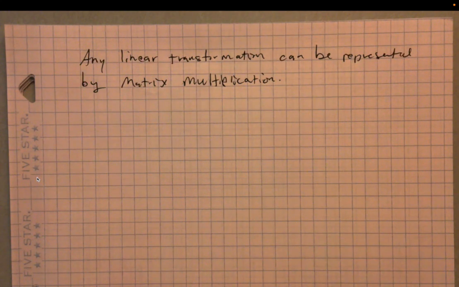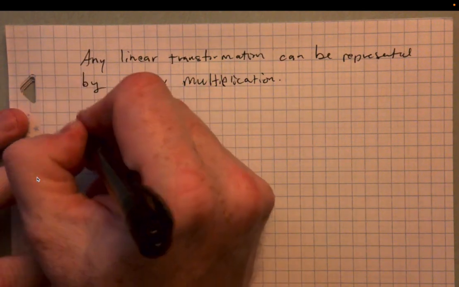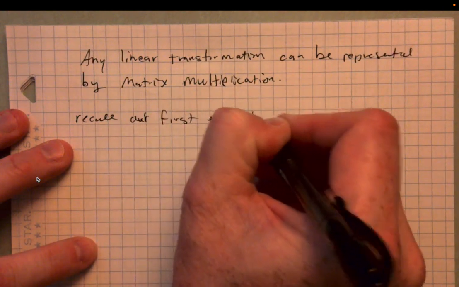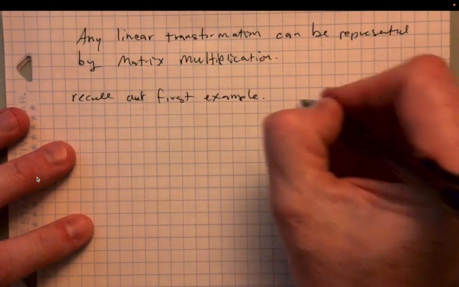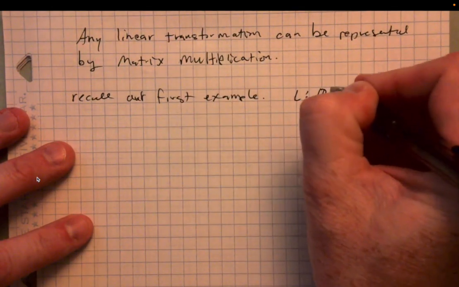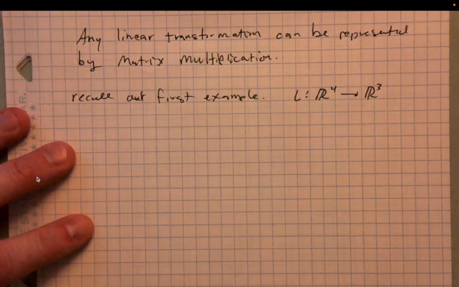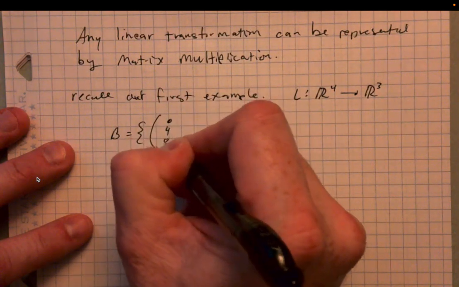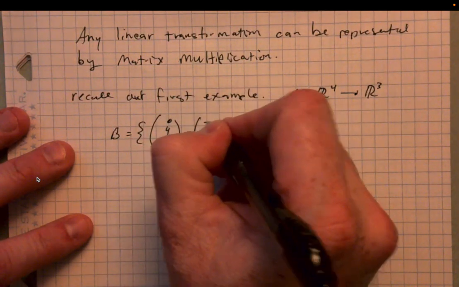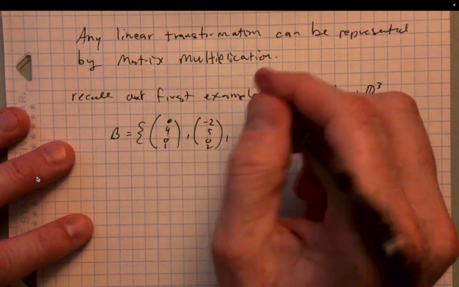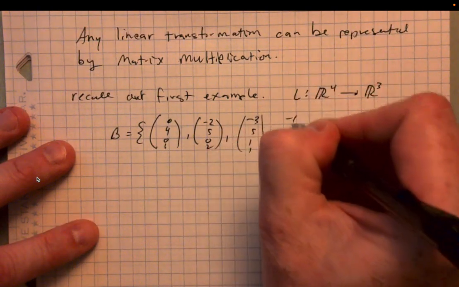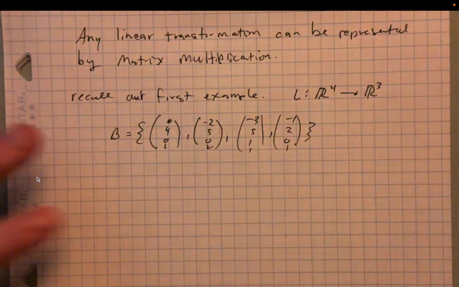Okay, so similar to what we just did, let's build this up through an example. Let's recall our first example. This was L from R4 to R3. We were given an ordered basis B, which was (0, 4, 0, 1), (-2, 5, 0, 2), (-3, 5, 1, 1), and (-1, 2, 0, 1). So this is our ordered basis from the previous example.